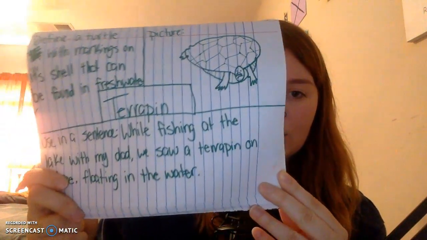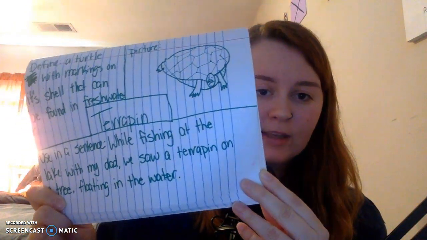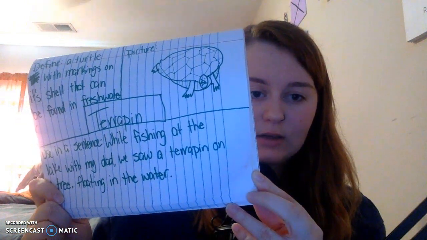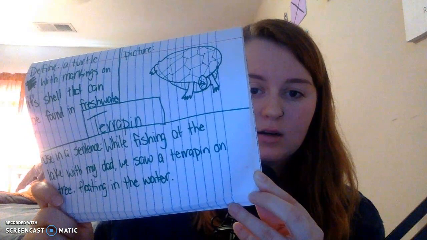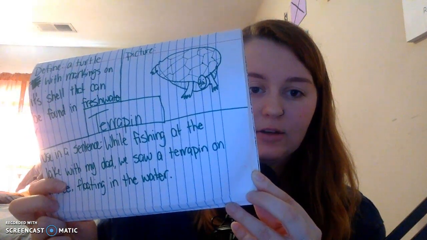And then I used the definition as well to use it in a sentence. While fishing at the lake with my dad, we saw a terrapin on a tree floating in the water. So because I know it's freshwater, I know that it's going to be in a lake. That's how I use that in a sentence. So you'll see what a terrapin is whenever you start reading, and I was going to talk more about terrapins and maybe other types of turtles if there are other types of turtles. So you'll also see how they're classified in that passage as well.